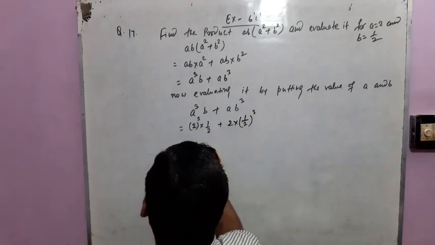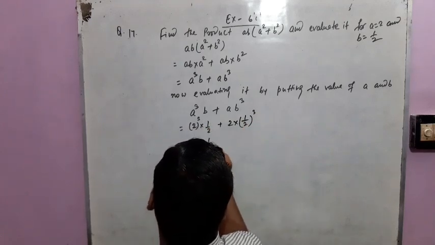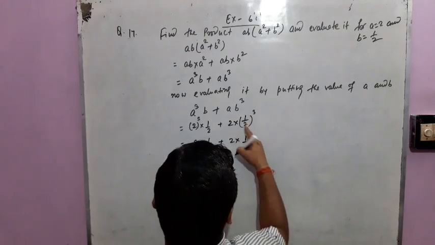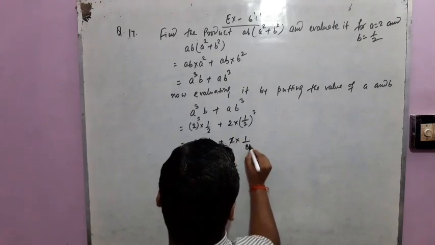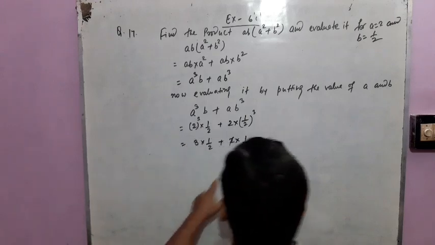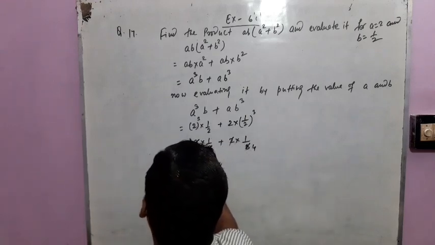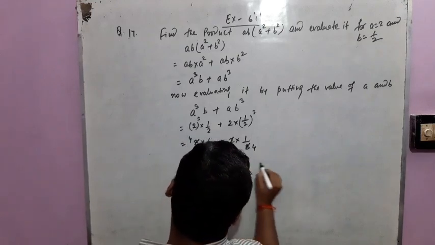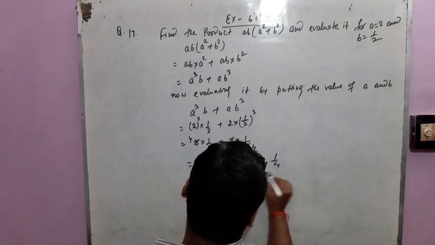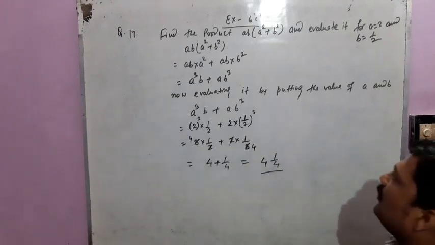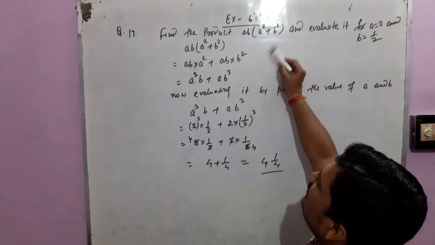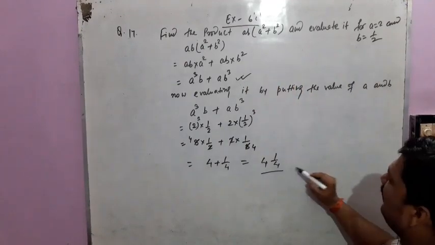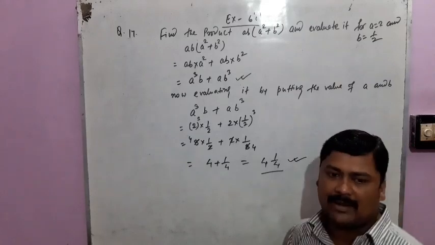So the cube of 2 is 8 into 1 by 2, and 2 into cube of 1 is 1 and cube of 2 is 8. 2 4s are 8. Here we are reducing the terms, and again 2 4s are 8. So 4 plus 1 by 4, that is equal to, students, 4 whole 1 by 4. So the product of AB into A square plus B square is A cube B plus AB cube. One answer is here, and when we evaluate we get the answer 4 whole 1 by 4.